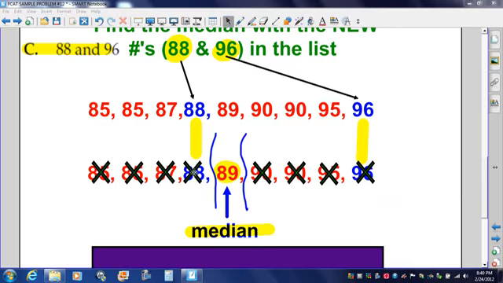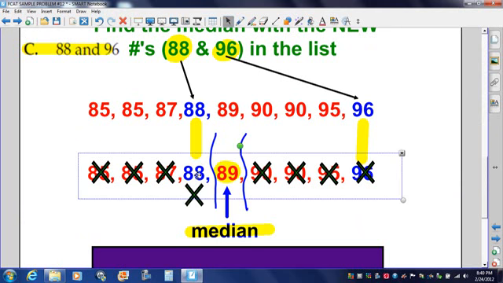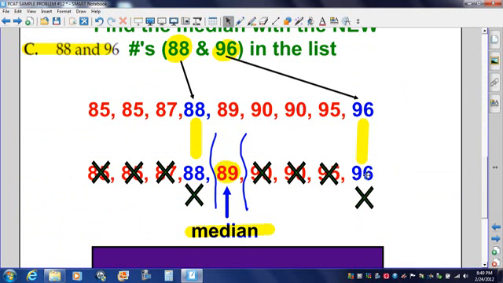For my visual people who are able to see this, check it out. You added one number, 88, in front of the median. You added one number, 96, behind the median. By adding one number in front of the median and one number behind the median, the median stays the same.